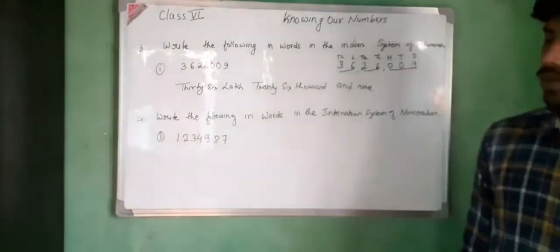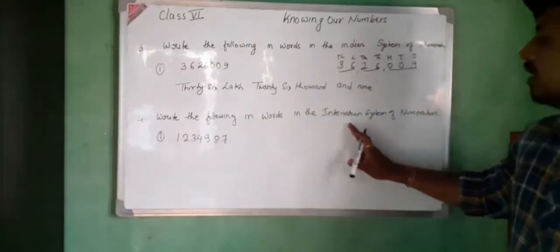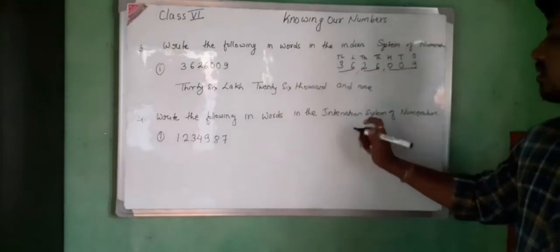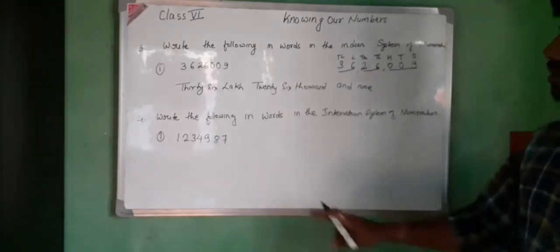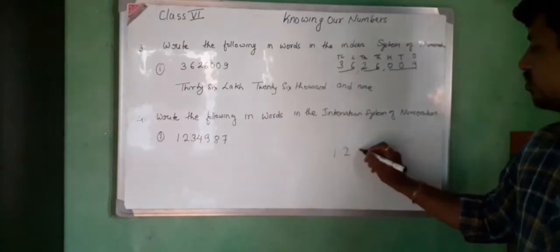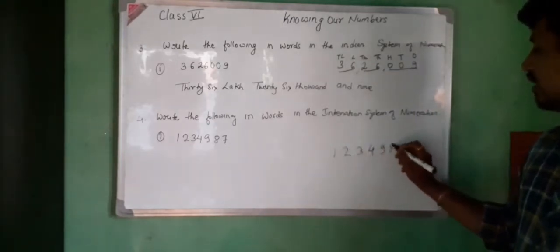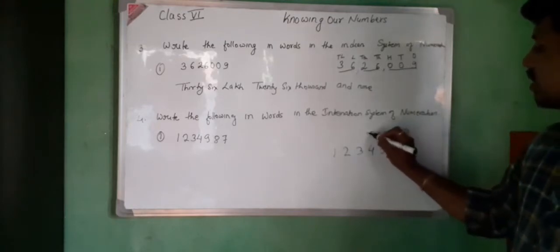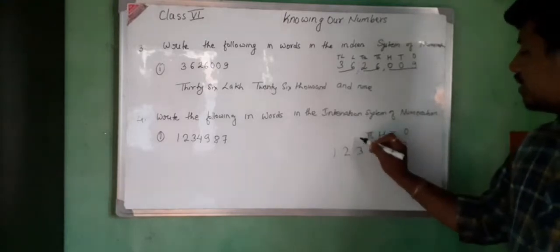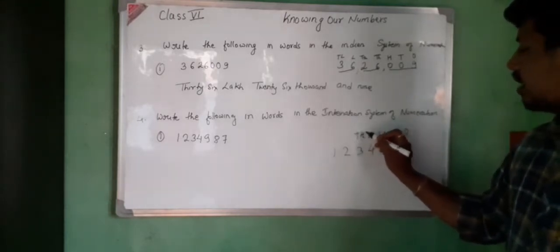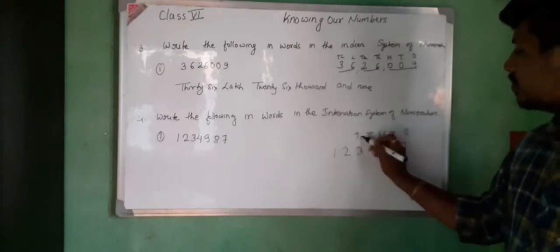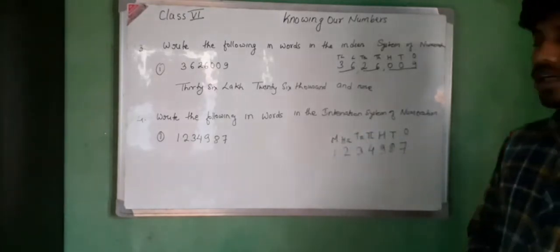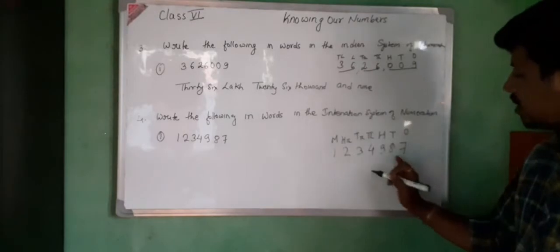Next question, same way, write down the following in words in the international system of numeration. So the number is 1, 2, 3, 4, 9, 8, 7. So this is ones, this is tens, hundreds, thousands. After that ten thousands, hundred thousands, then million. After this, how can we put the comma? Comma you have to put.